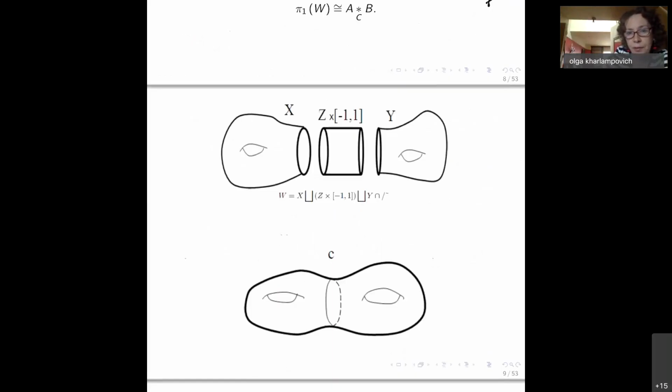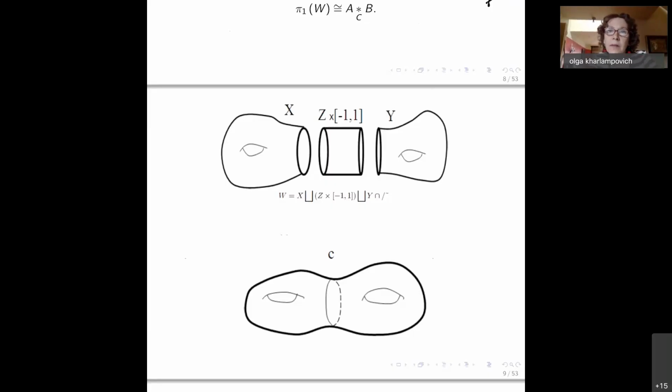This is my space X, this is my space Y. Z was a cyclic group, so it's the fundamental group of a loop. Direct product with a unit interval, so I got a cylinder. And then I just glue this cylinder to X and to Y, because Z is embedded into X and Z is embedded into Y. So I just glue them together and I get this surface. Any questions?